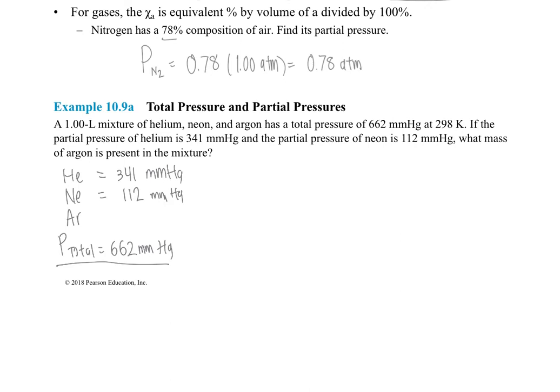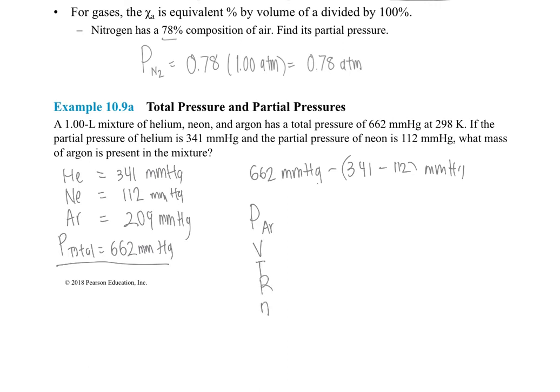I'm going to find the pressure of argon. So I'm going to do the total pressure, 662, minus each of those other components. And that gives me a partial pressure of argon equal to 209 millimeters of mercury. So now that I know the pressure of argon, I know the volume and temperature, and I know R, so I can find moles of argon.